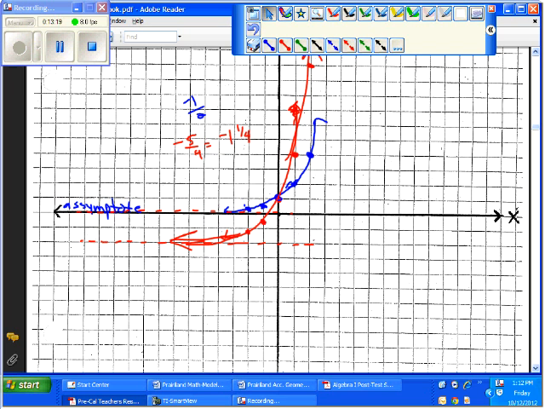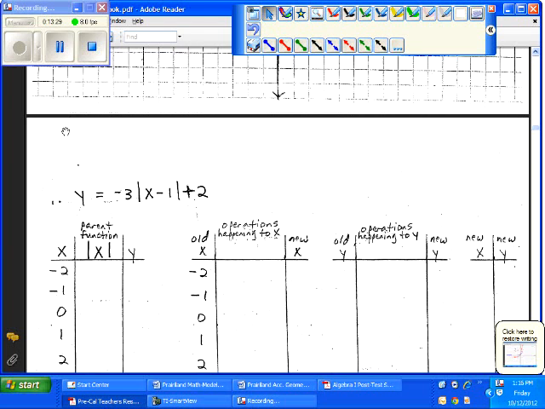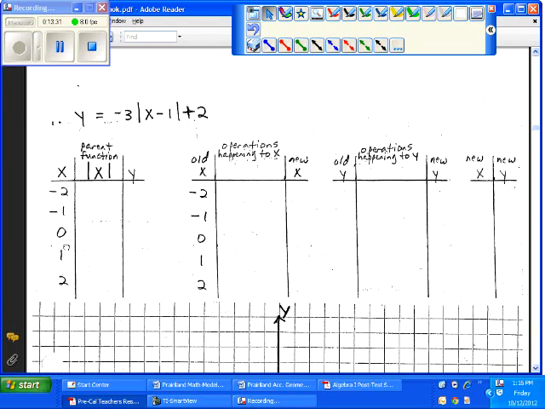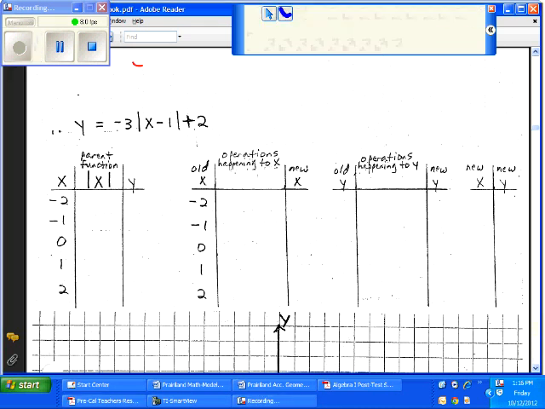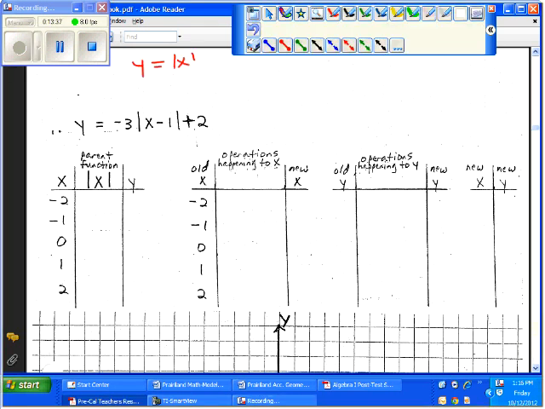Any questions on the transformation of the parent function of an exponential graph? Okay? All right. Now we have an absolute value graph. The parent function of an absolute value graph is y equal absolute value x.